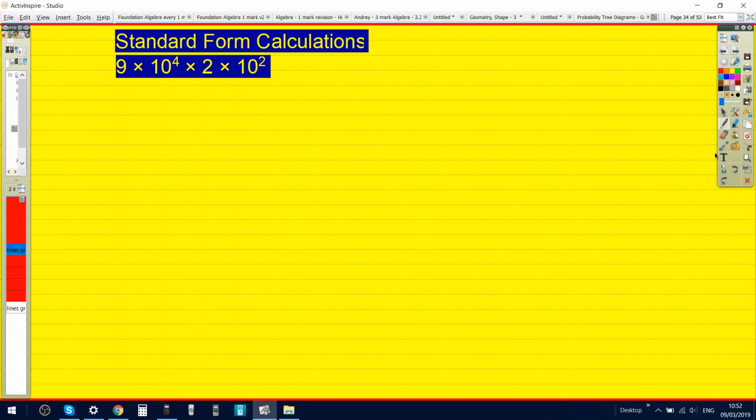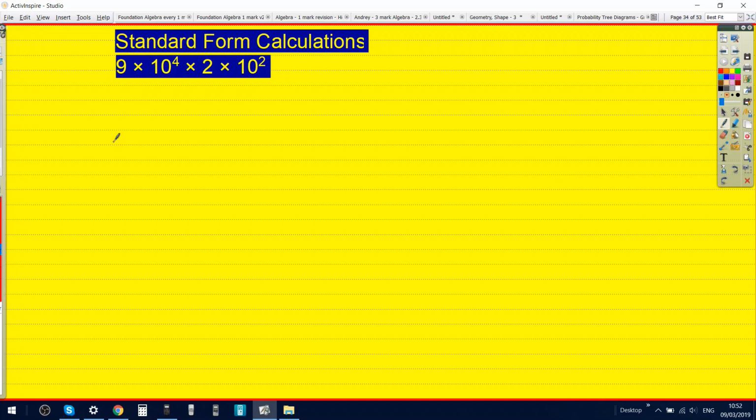Standard form calculations. So would you convert it first? So it'd be 9 times... No, sorry, go on. I was going to say, could you mix the two indices together? So it'd be 9 times 2 times 10 to the power of 6. Yeah, so you could just rearrange it.